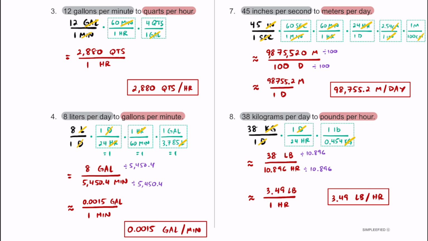So maybe if some animal ate 38 kilograms of some sort of plant or food per day, that would be equivalent to 3.49 pounds per hour, which is a lot of food. So there you have 8 different examples of converting rates to different types of units.